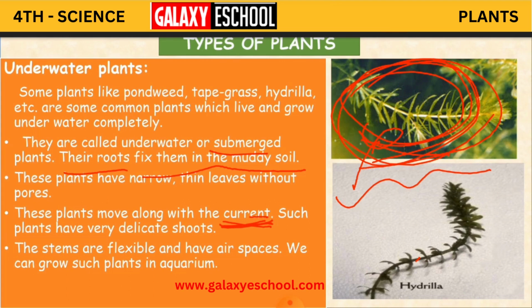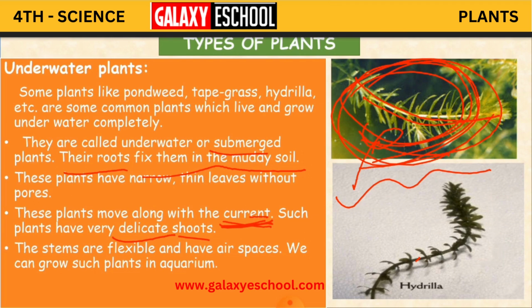Such plants have very delicate shoots. Shoots in the sense, very small new growth of the plant. Delicate in the sense very sensitive, very light. If we just touch them, they will just break. Okay, so much delicate shoots. The stems are flexible and have air spaces. Are you able to see the stems here? Yes, the stems are flexible, in the sense they move very easily, and have air spaces, in the sense it allows the air to move. The stems are very flexible.